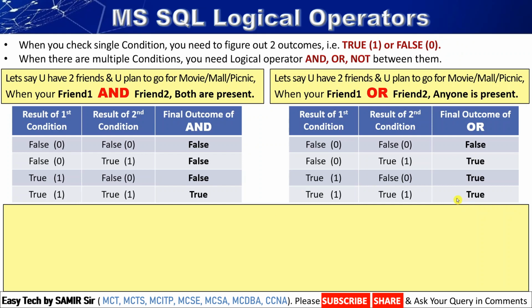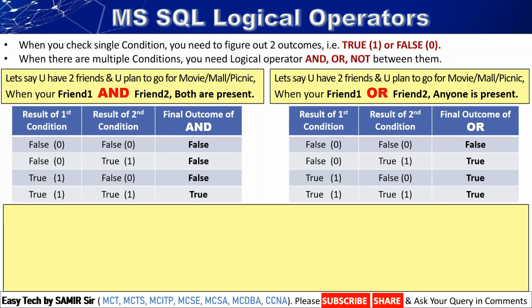Yes. Now understand the difference between using AND or. In AND, the final outcome, the final result of the condition will be true when both the results are true. When we are using OR as a logical operator, final outcome of the condition will be true when either first condition or second or both are true. Here is also true. Here is also true. Here is both are present. Here is true. I hope you are getting the logic.